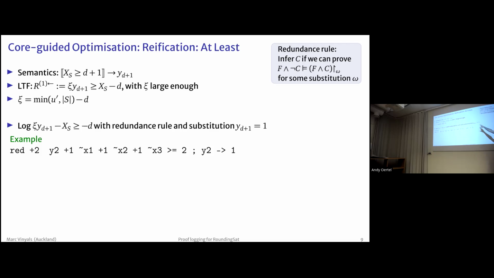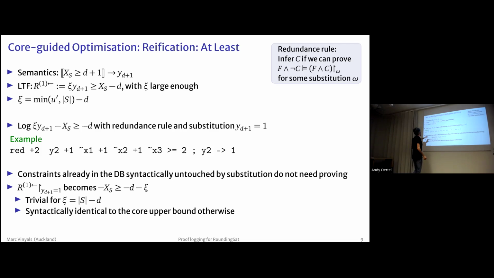Good thing is that for the kind of logging that we're doing, we don't need much of this complicated machinery. Things will be fairly obvious. So if we want to log, say, this constraint, it's something big multiplying y d plus 1 minus c greater or equal than minus d, then it's enough to apply this substitution, y d plus 1 equals 1. Now let's see why that is true.